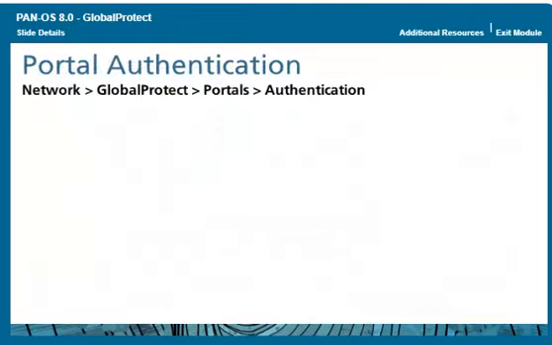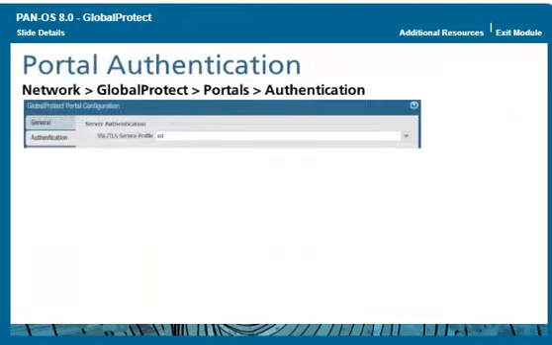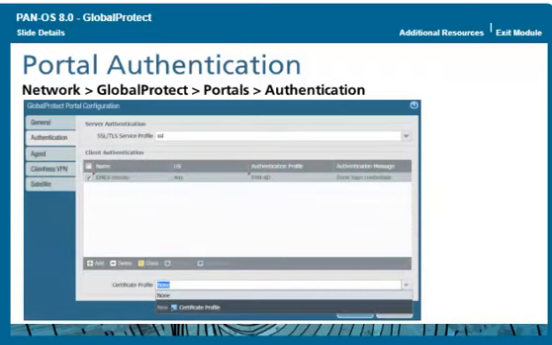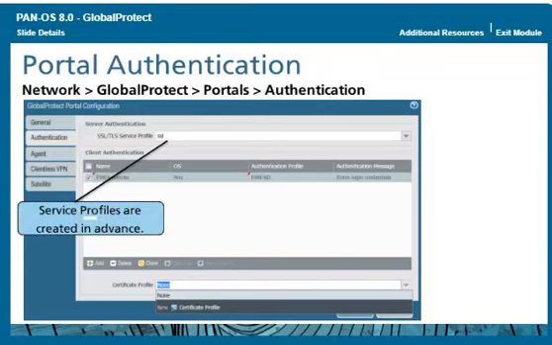SSL/TLS Service Profile. The authentication profile is used to authenticate users when they first browse to the portal address to authenticate and download the GlobalProtect agent. This profile object specifies which certificates and protocols will be used in securing the GlobalProtect portal traffic.